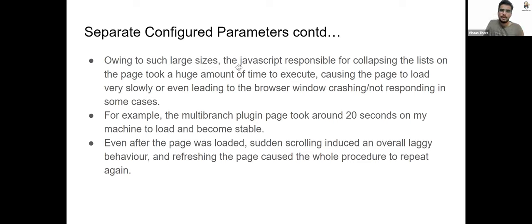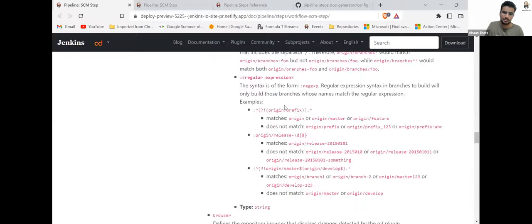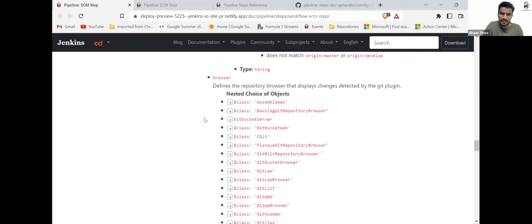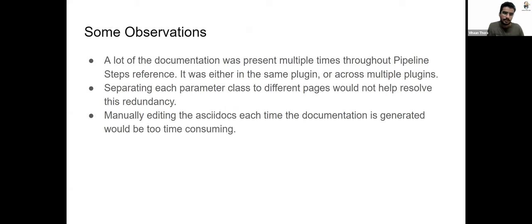But what was the issue behind that? Here are some problems that we are facing because of these larger pages. We have a JavaScript that runs, that collapses these documentation lines. So for example, if you're seeing these collapse sections over here, this is happening dynamically after the ASCII doc is loaded, and a JavaScript function collapses these lists into these sections. And that was taking a huge amount of time when it was running on a page of this size. For example, the multi-branch plugin page took around 20 seconds on my browser to load and become stable. And even after it was loaded, it was crashing the browser many times. And the experience overall was not very smooth. It was a very laggy experience, I should say.